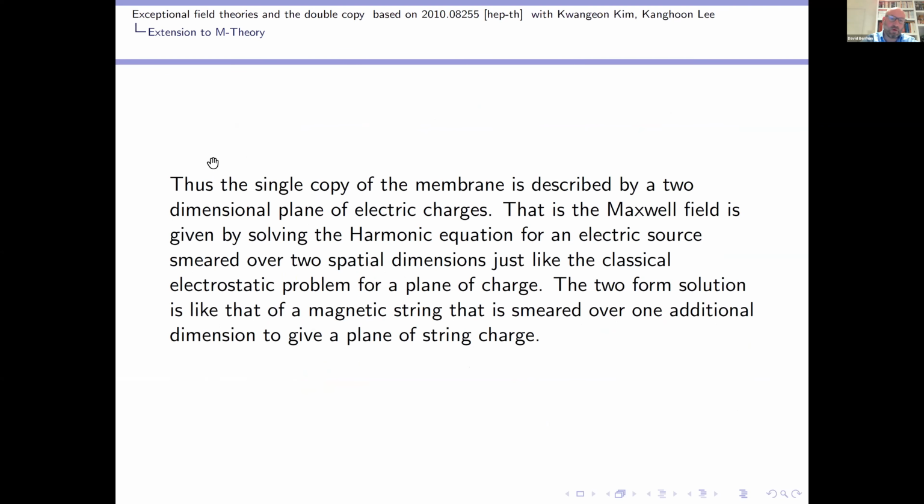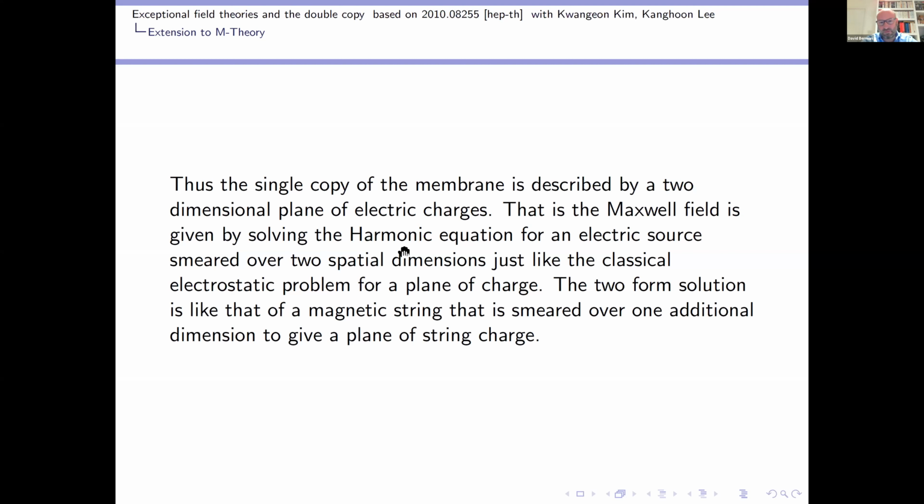When we look at what that solution looks like, it's like having a plane of electric charge, which is what the Maxwell field does with its harmonic solution, but smeared over 2 dimensions. The other solution is that of a magnetic string smeared over 1 dimension, and the 2 planes sourcing the A field and the B field sit on top of each other. This is a particular choice of solution.